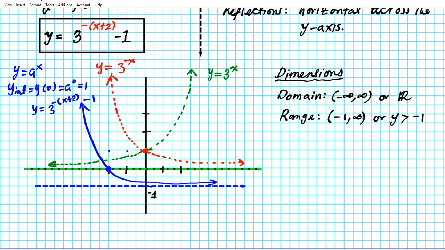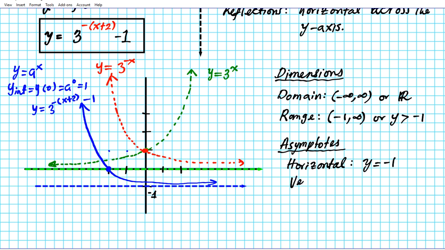The next thing we need to find are our asymptotes. If you take a look at the graph, you can clearly see what our horizontal asymptote is. The original y equals 0 is shifted 1 unit down. So our horizontal asymptote is going to be y equals -1 because it's shifted downwards.